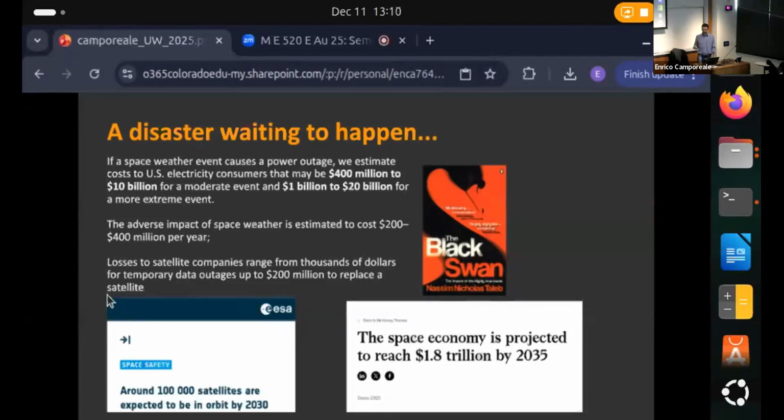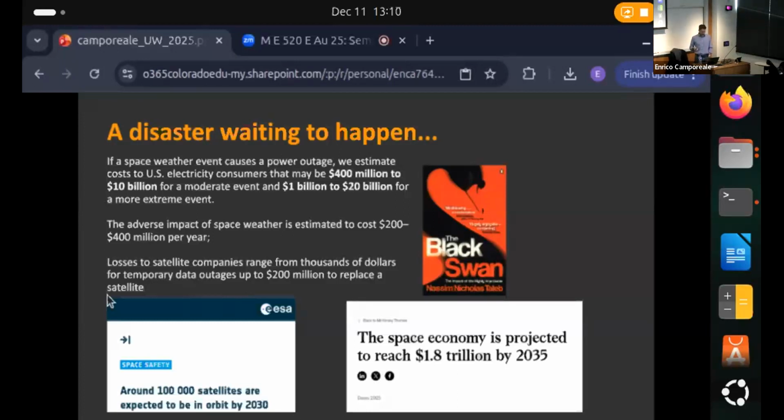An interesting point to make is that ESA is projecting that by 2030, there will be around 100,000 satellites orbiting Earth. You might have followed the news that Starlink, Amazon, and so on, we really have an exponential increase of satellites, especially in low Earth orbit. Again, another projection says that the overall space economy is supposed to reach some $1 trillion by 2035. So there's a lot of money, a lot of interest, and we want to avoid these economic impacts.